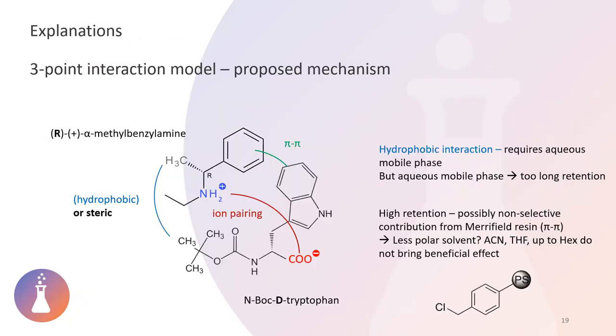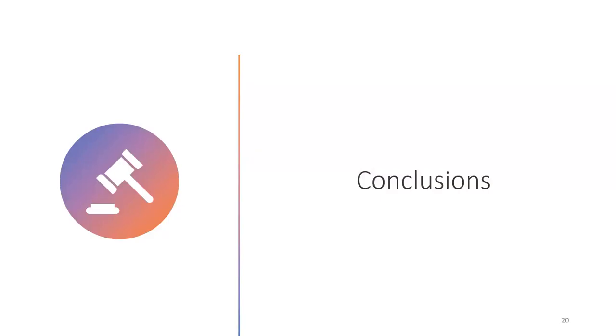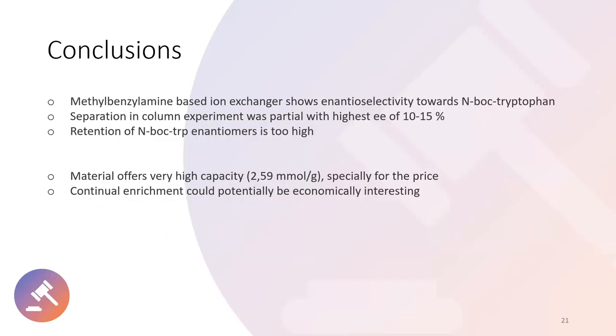There's some explanation which I probably have no time for, so I will skip to the conclusions, where I showed that yes, it is possible to use these two precursors to prepare a kind of ion exchanger. Even though the separation wasn't a baseline separation, there is still some promise in the capacity of the anion exchanger to be used further and studied further for potential continuous, let's say, enrichment of enantiomers.